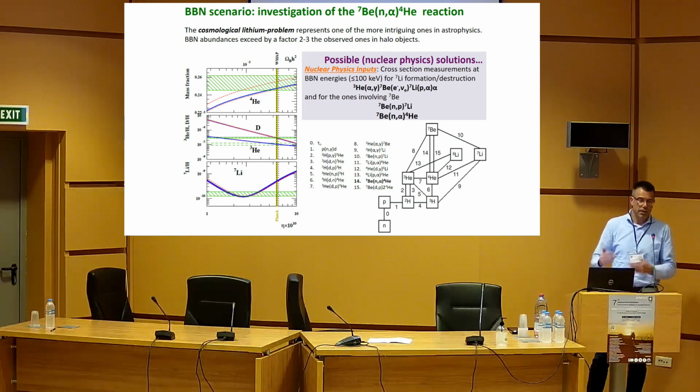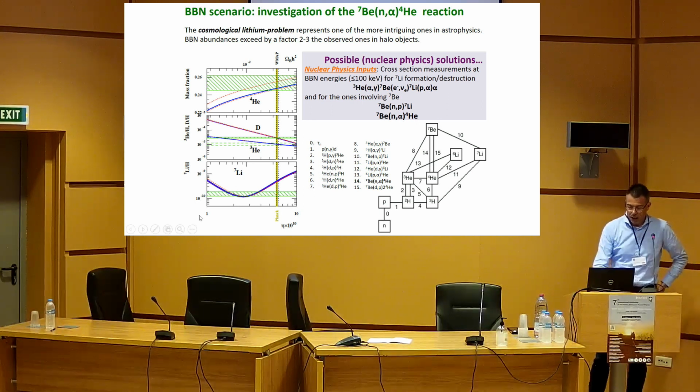Everything agrees somehow with the model for what concerns helium-4, deuterium, and helium-3. When we look at the lithium-7, there is a discrepancy of a factor of 3. So what we expect is much larger than what is observed in metal-poor stars, which should be, let's say, the most ancient stars that we can observe in the sky.